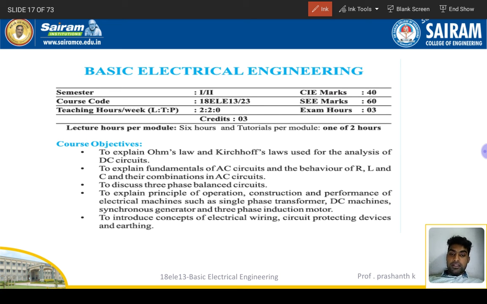So if you study basic electrical in the first semester, where is this subject, particularly basic electrical, useful for the future? Because this is a base, right? That's why they kept it in the first semester as well as second semester. For other cycle students it is second, and for some branch students they'll keep it first, right?